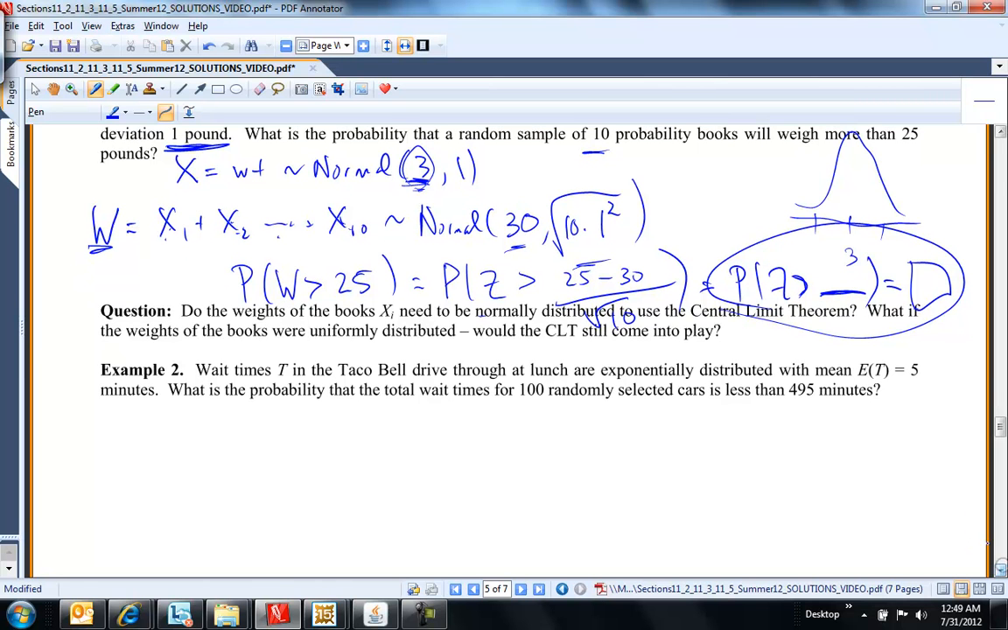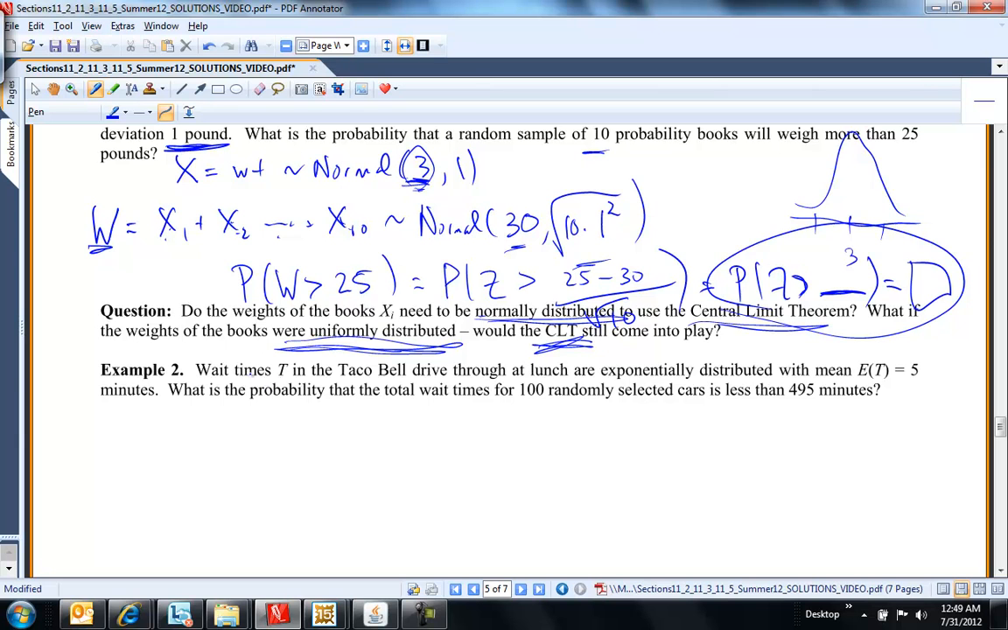Here's another problem. What if the weights of the books don't have to be normally distributed to use the central limit theorem? Because we know the sum of normals is normal from moment generating functions. If the weights of the books were uniformly distributed, yes, the central limit theorem would still come into play, because you saw on a previous video, if you sum even a couple uniforms, you get back to a normal. So definitely, if these were uniformly distributed, I would still be back to a normal distribution.